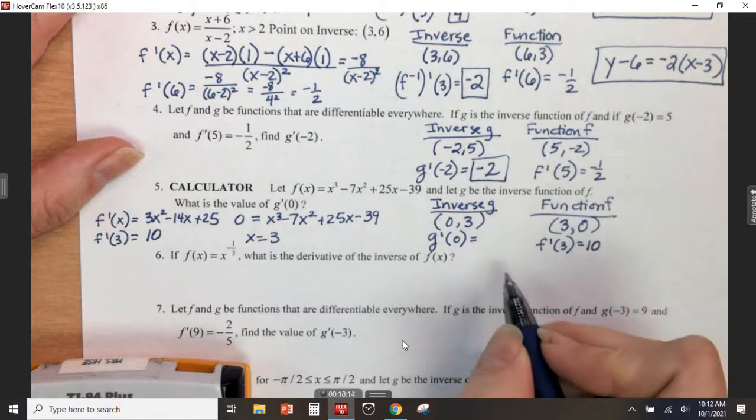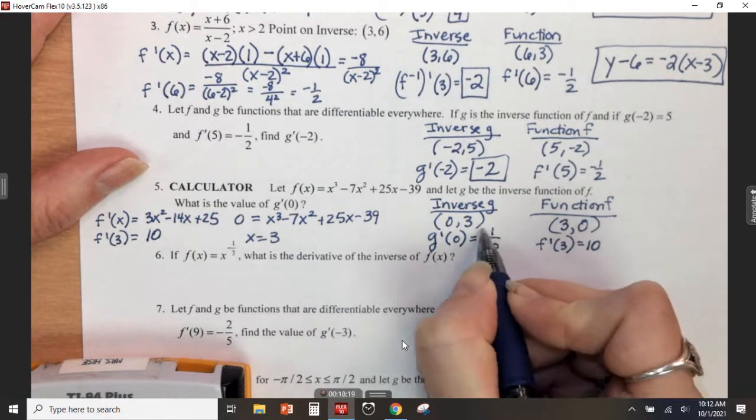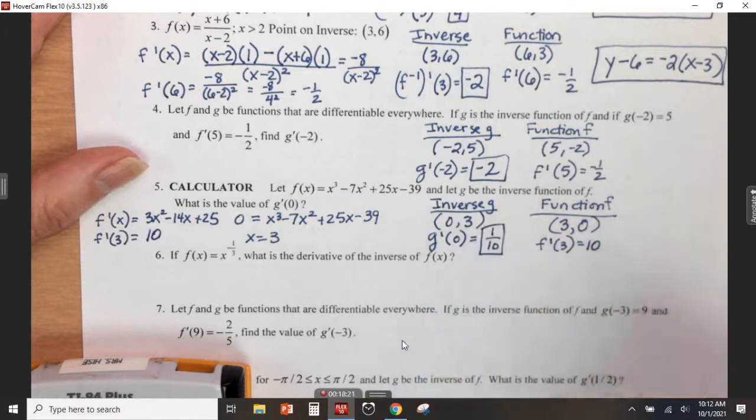So what is g prime of 0? 1/10. And that's the answer to this problem. Any questions?